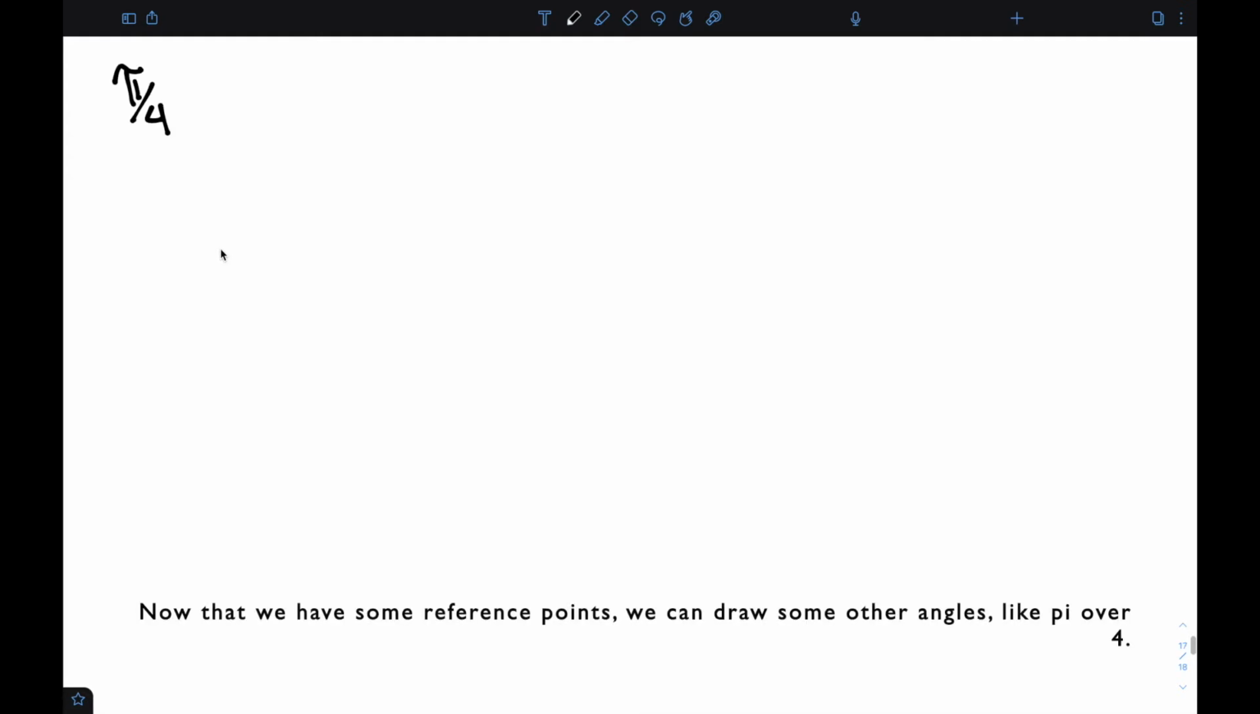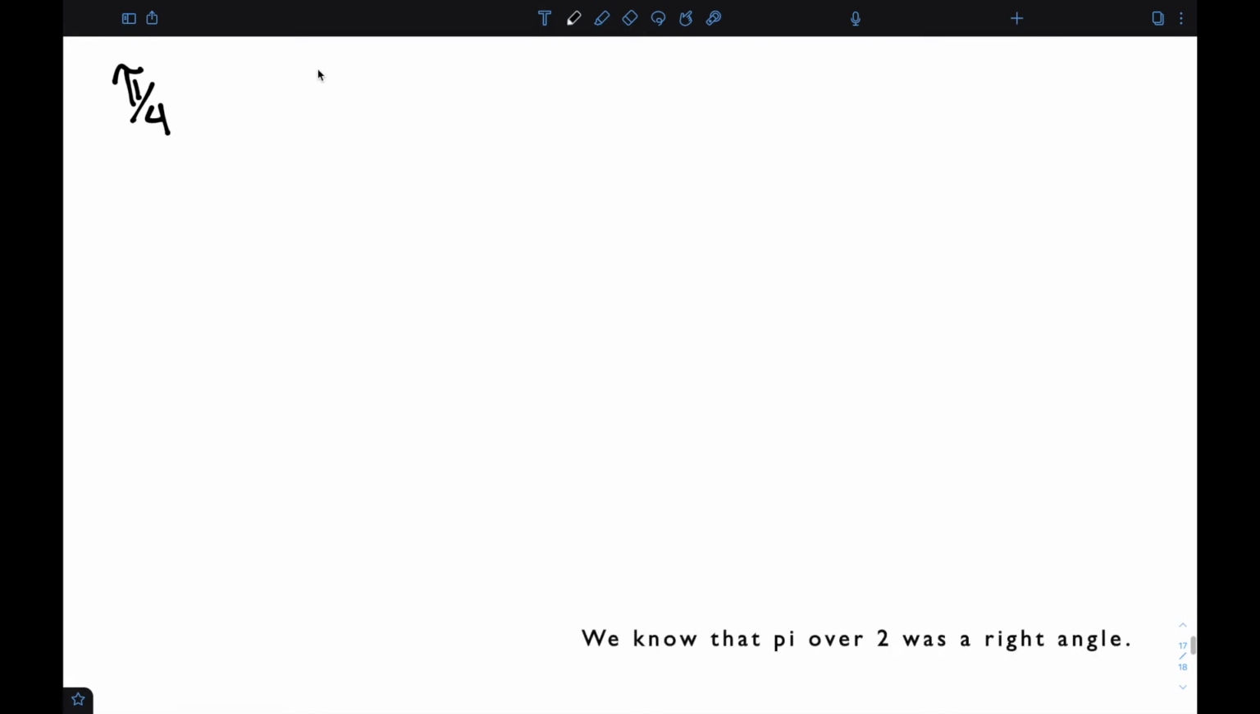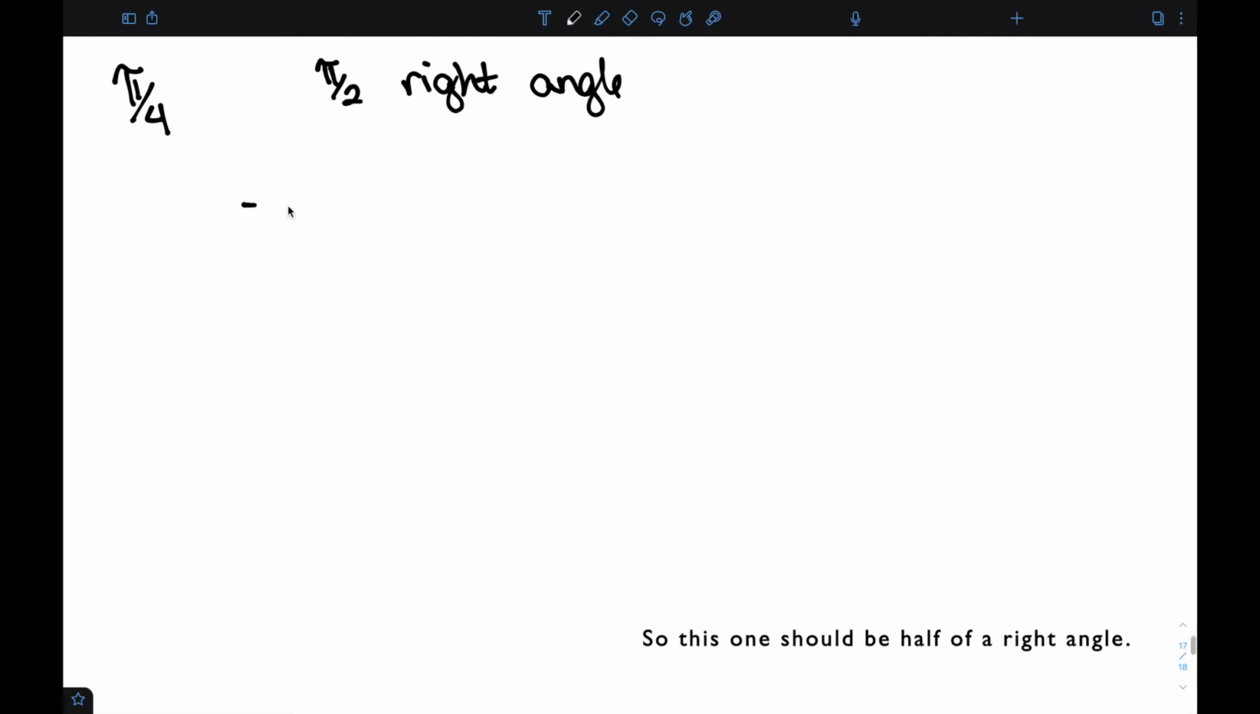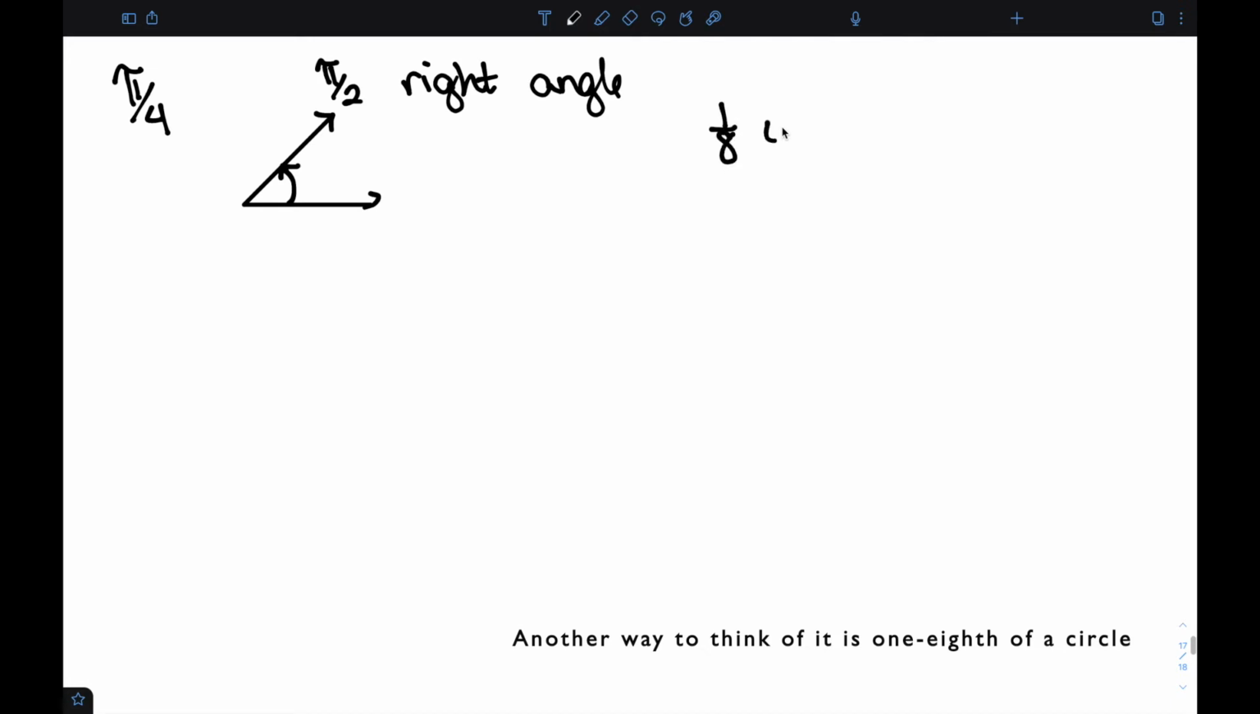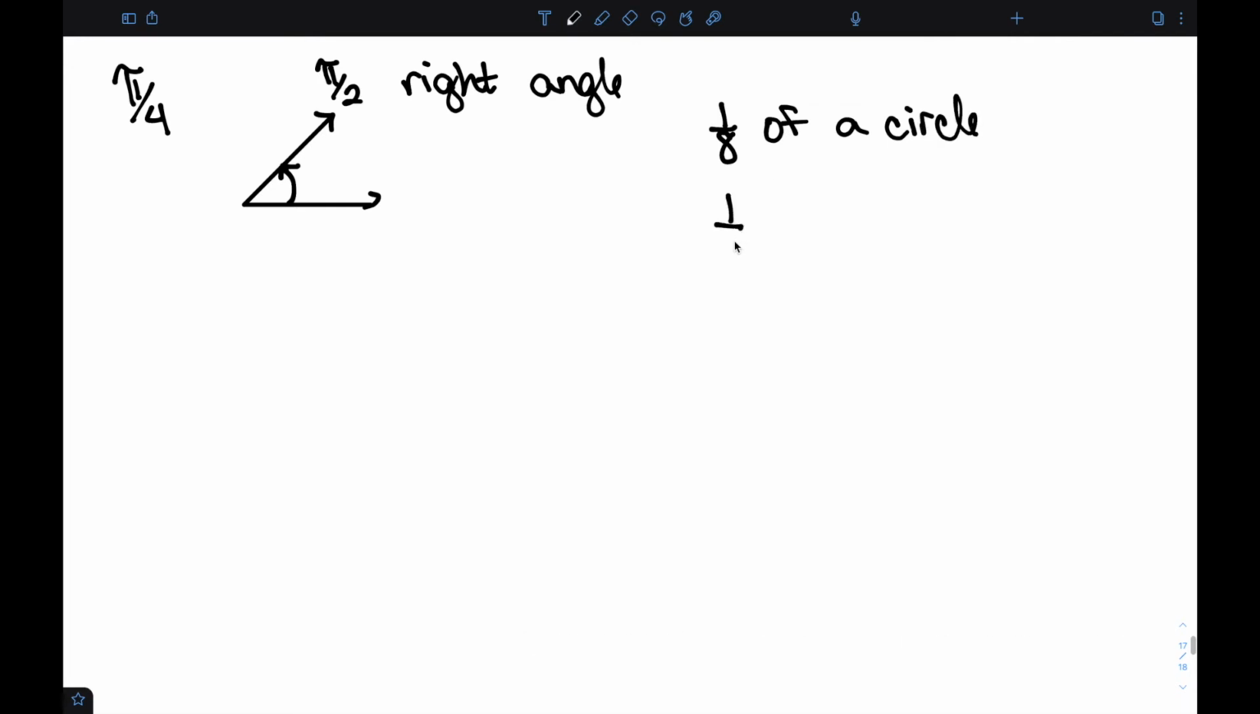Now that we have some reference points, we can draw some other angles, like pi over 4. We know that pi over 2 was a right angle, so this one should be half of a right angle, which would be about right here. Another way to think of it is 1/8 of a circle. If we take a circle and split it up into 8 equal pieces, and this is because 1/8 times 2 pi is pi over 4.